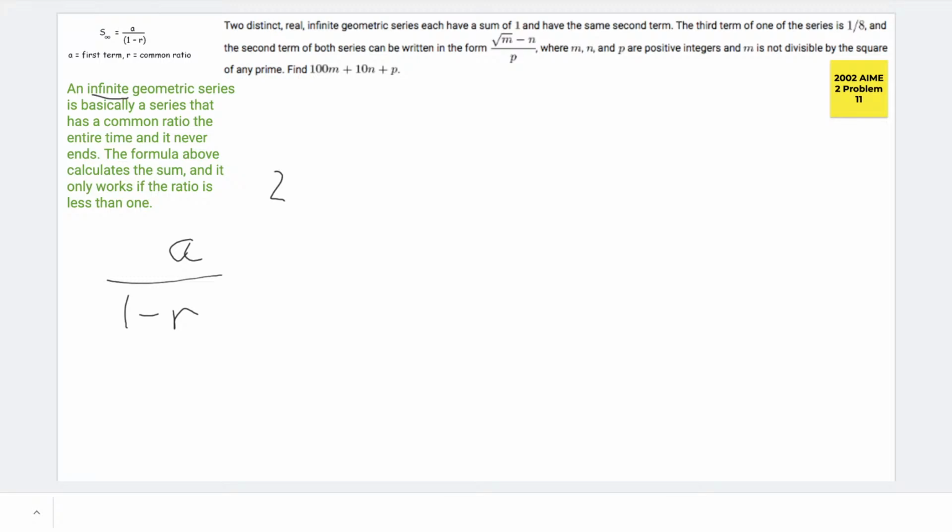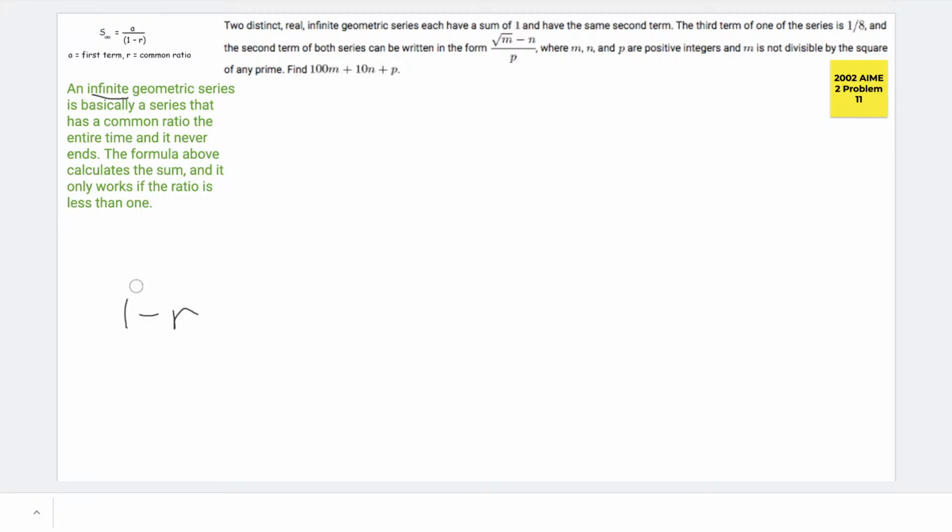And that's pretty obvious. For example, if I have a geometric series that starts with a 1 with a common ratio of 2, then your terms will be 1, 2, 4, 8, 16. You see, the terms keep going up. You can't calculate the sum of that. That's not possible. You can't even round to it. So that's why the ratio has to be less than 1.